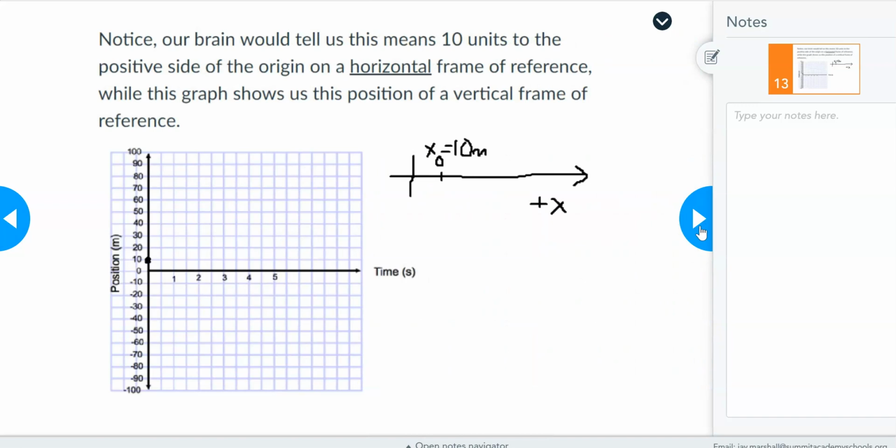Notice that our brain would tell us this means 10 units to the positive side of the origin on a horizontal frame of reference. And you can see that if I put this on a motion diagram, or what we're going to call a frame of reference, I can visualize that my starting position is in fact 10 meters from the origin. So if this is my origin, then here's my starting position. But again, notice that in this case on the position-time graph, it's on the vertical axis instead of the horizontal axis. So let's go ahead and go to the next slide.